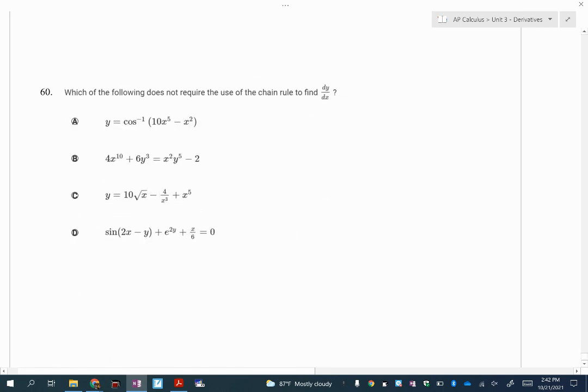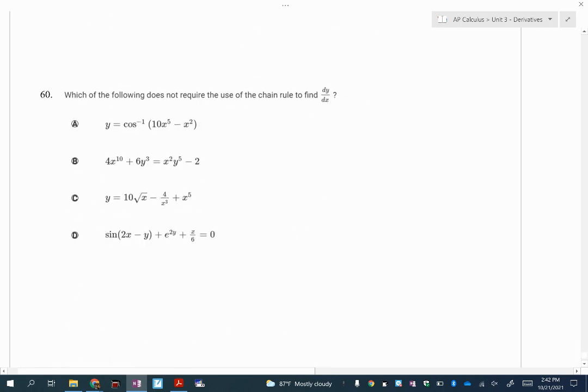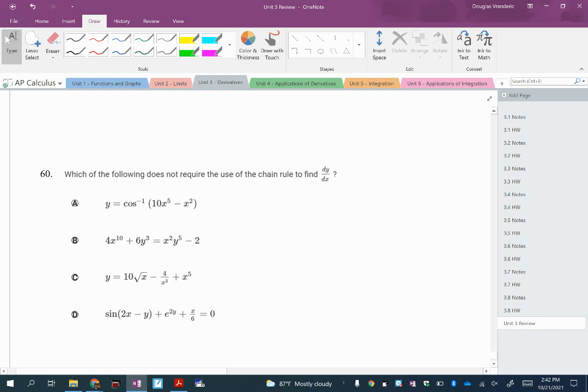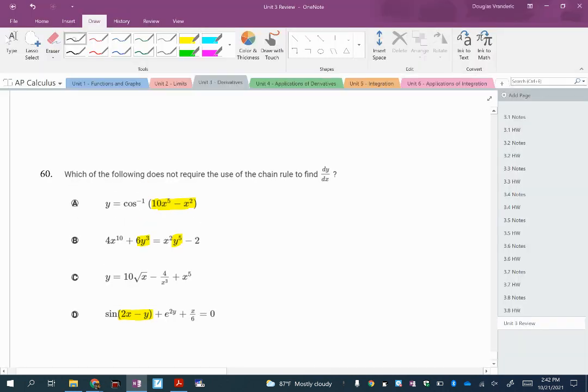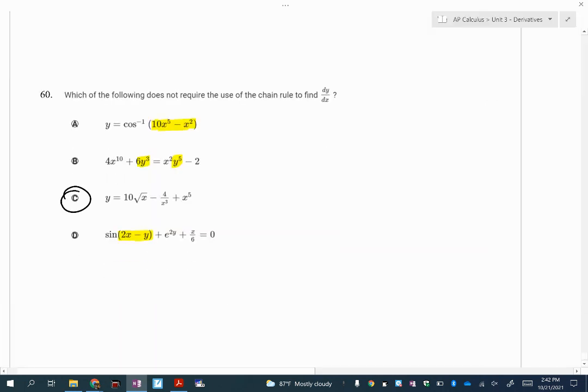We're almost there. Which of the following does not require the use of the chain rule? So again, kind of similar to a problem we just did, right? Whenever you have this inverse tangent function, this argument, we're going to have to use the chain rule to find the derivative of that argument. We're also going to have to use the chain rule for this implicit differentiation, and we'll have to use the chain rule for the derivative of this trig function. So the only one where you won't need to use the chain rule is C.